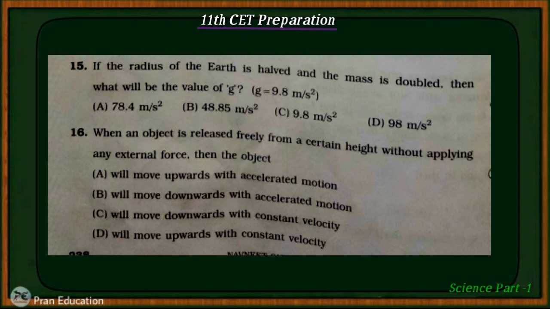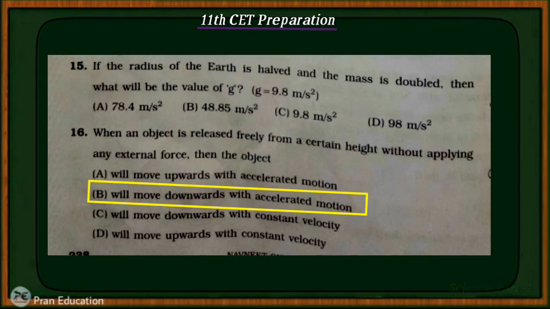Sixteen. When an object is released freely from a certain height without applying any external force, then the object, options: A, will move upward with accelerated motion; B, will move downward with accelerated motion; C, will move downwards with constant velocity; and D, will move upward with constant velocity. The correct option is option B, will move downwards with accelerated motion.